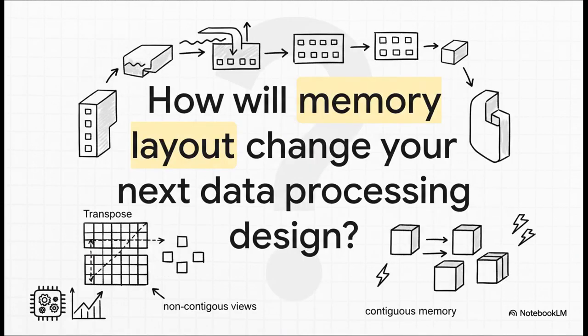So this isn't just theory, right? The next time you're building a data pipeline, I want you to ask yourself, how is my data actually laid out in memory right now? Are my operations keeping it all together, or am I accidentally fragmenting everything and slowing it down? Thinking about memory layout from the start can be the difference between a good solution and a truly great one.